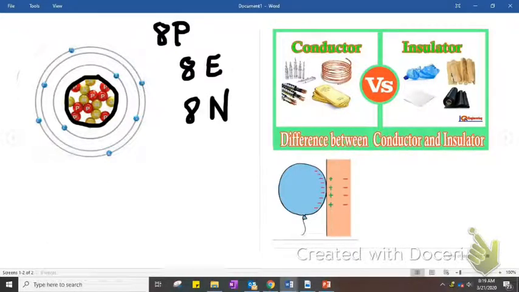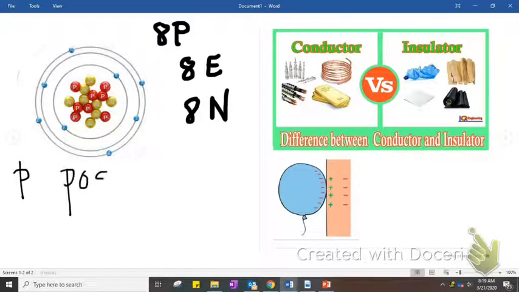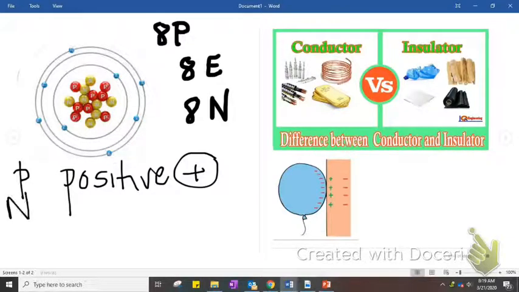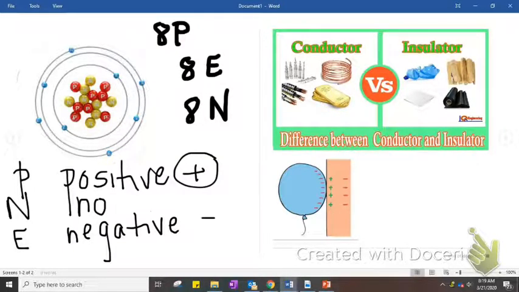Okay, so protons are positive charge. We show positive with a plus sign. Neutrons have no charge. Electrons are negative. We can show negative with a minus sign. Okay?